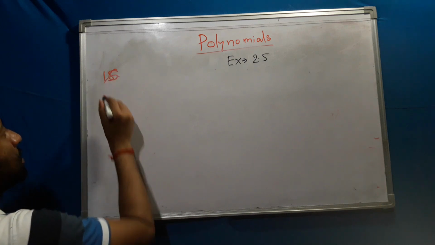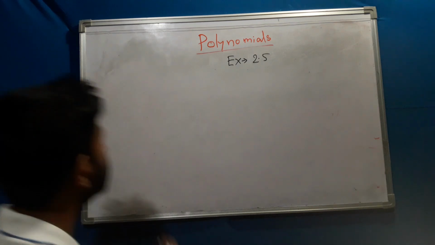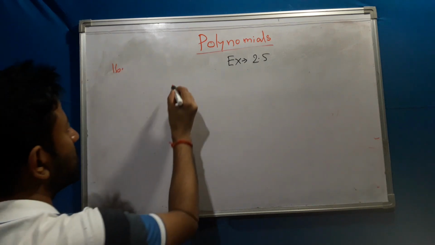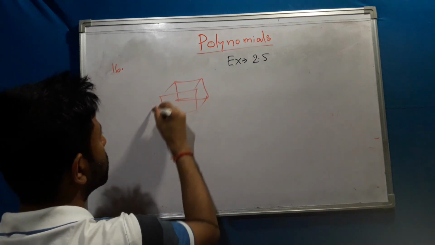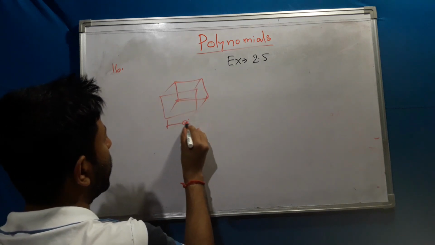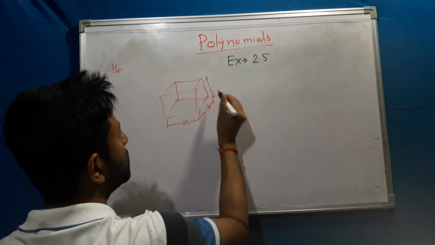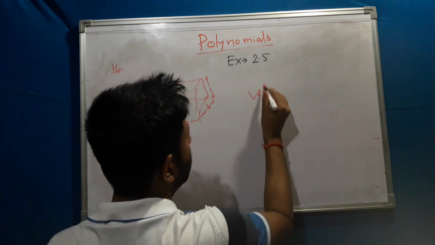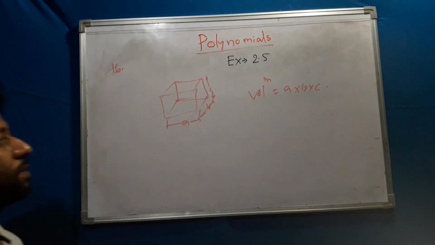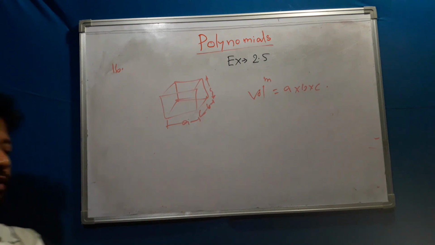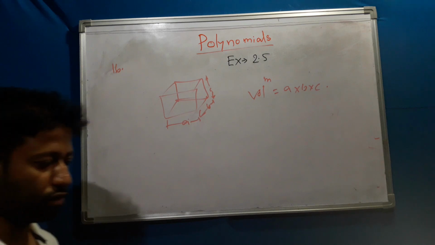This is question number 16. They are asking about a cuboid. A cuboid means a three-dimensional object. Suppose this is my object, I can mark this side as A, this as B, and this as C. So the volume of the cuboid I can write as A into B into C. Whatever expression they have given, I have to put in the form of A into B into C, and then I can find the possible sides.